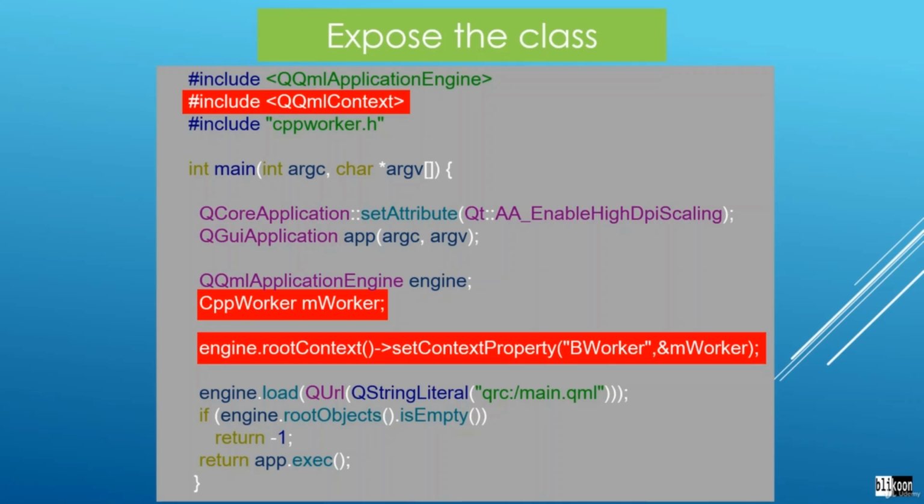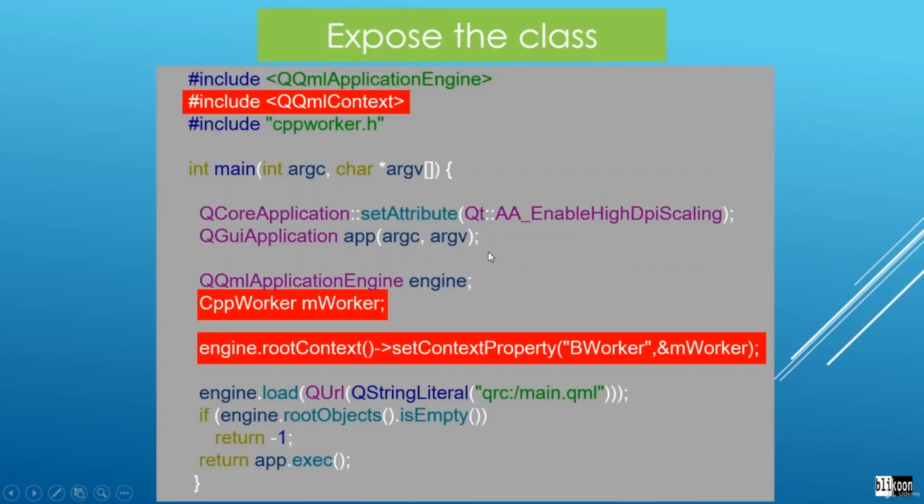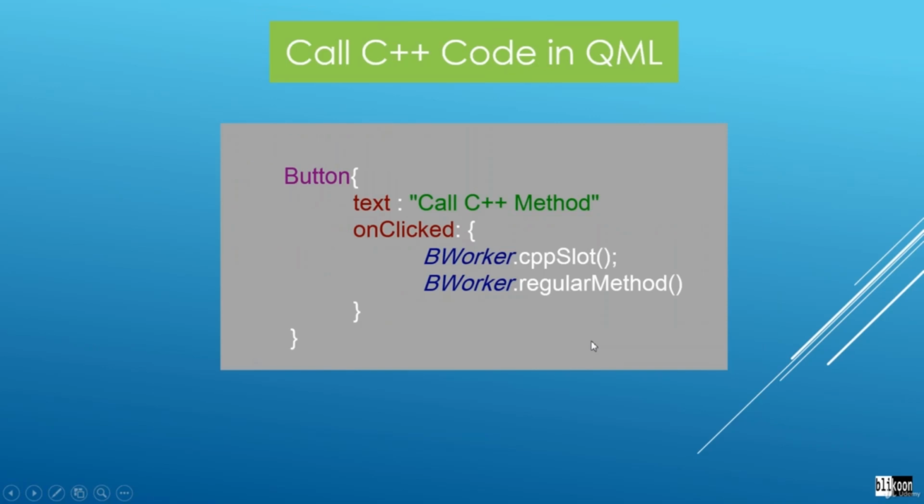So after you do these two steps, the last step is to call your method in QML, and it really is easy. The way you do that, you use the name that we declared in the previous slide, bWorker here, and you put a dot and put the name of the method that you want to call. Okay, I know this might not make sense yet. That's why we're going to go to Qt Creator and show you all this in action.